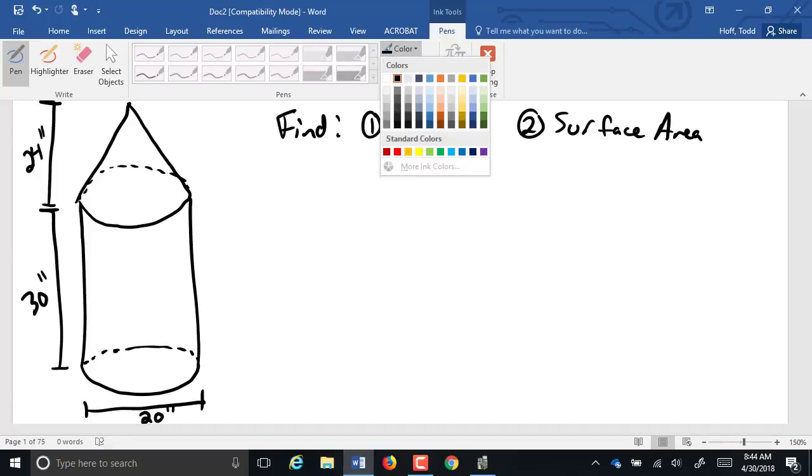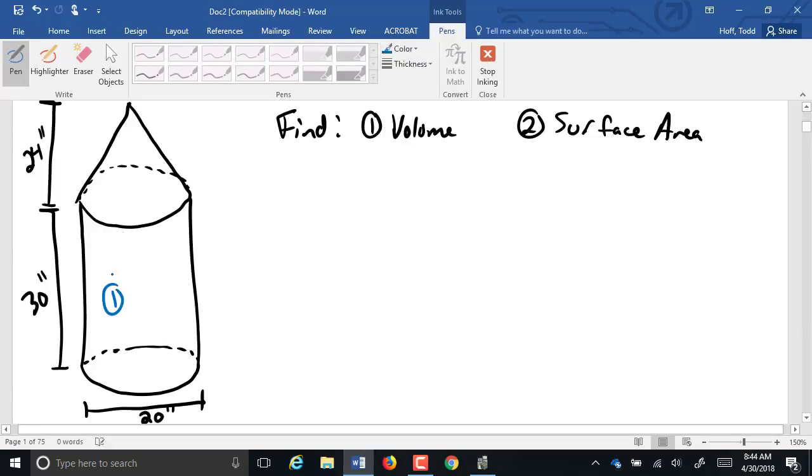Okay, so for the volume, we've got two pieces here. We've got the cylinder and the cone. So for the cylinder, we start out with the area of the base, which is just the area of a circle. So that's pi times radius squared. So it'll be 10, not 20, which is 314 square inches.